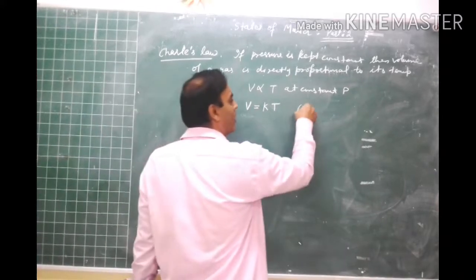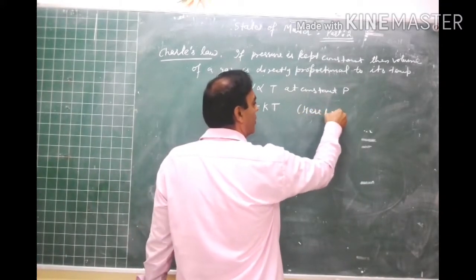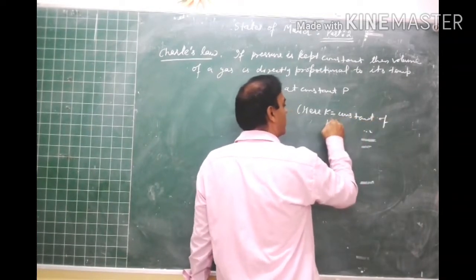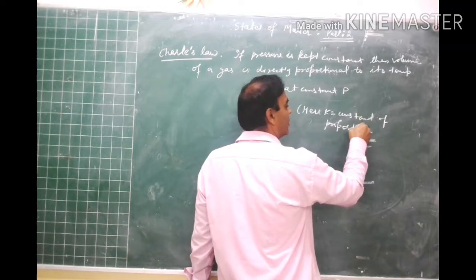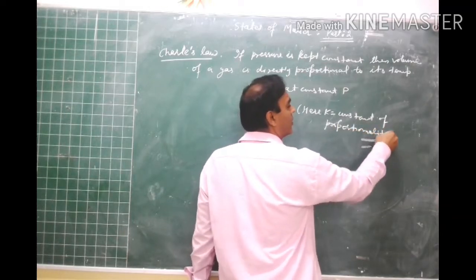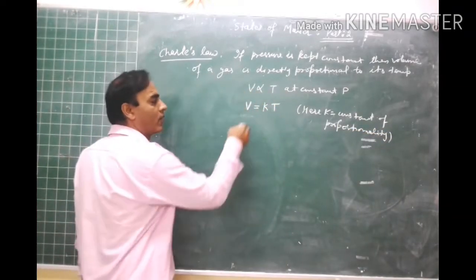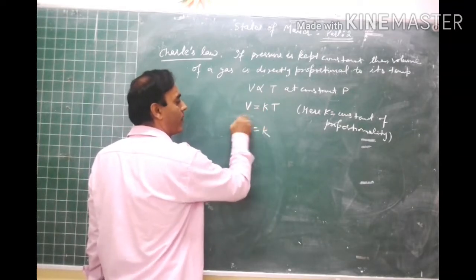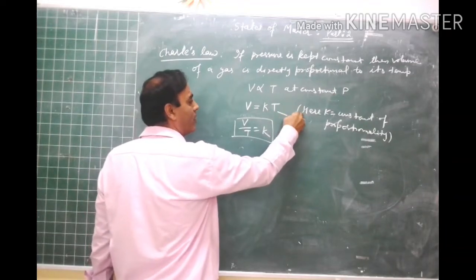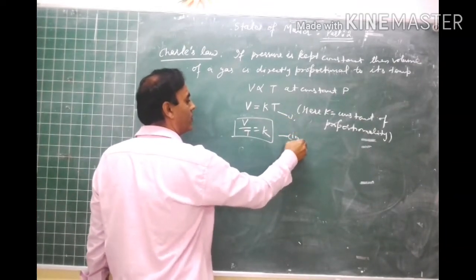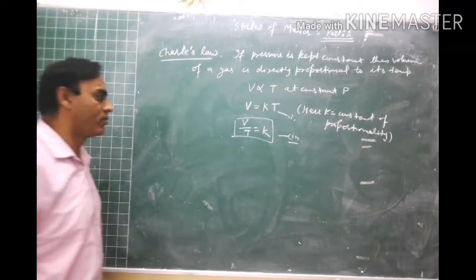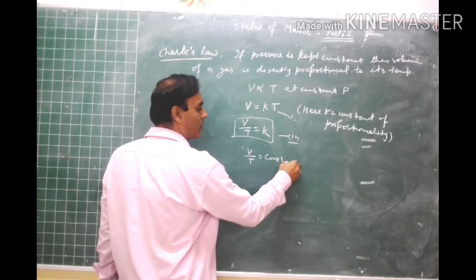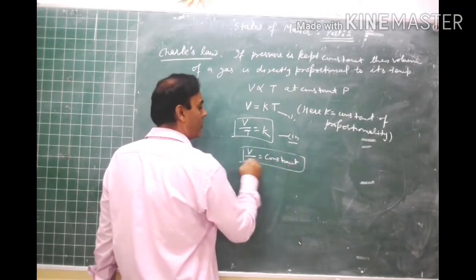Here K is the constant of proportionality. Now take T this side, V upon T is equal to K. Suppose this is equation number 1 and this is equation number 2. K is constant, so you can write another equation that V upon T is equal to constant. This will be equation number 3.